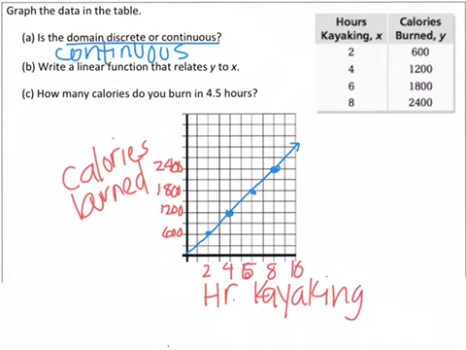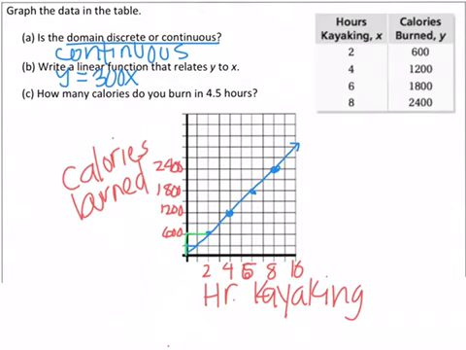Now it says to write a linear function that relates y to x. So let's look at this. Well, our graph is kind of easy to see. We're just going up by 300 for every hour. So 300x. You go up 300 over 1. Or you could see that you go up 600 over 2. Well, 600 divided by 2 is 300. So that's your linear function.